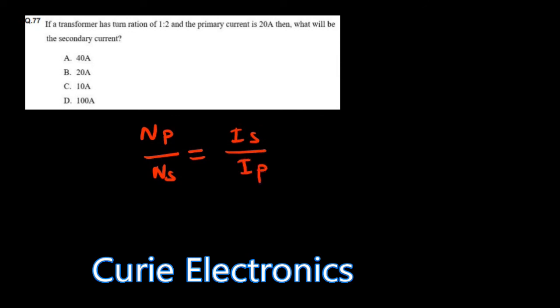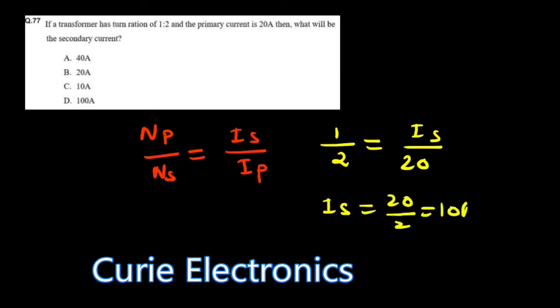Okay, now let me write it. What is NP upon NS? 1:2, so 1/2 equals, the primary current is 20 amps. The secondary current you have to find. If we cross multiply this, what will we get? IS equal to 20/2. You'll get 10 amps. So 10 amps is the right answer. Option C is the right answer.